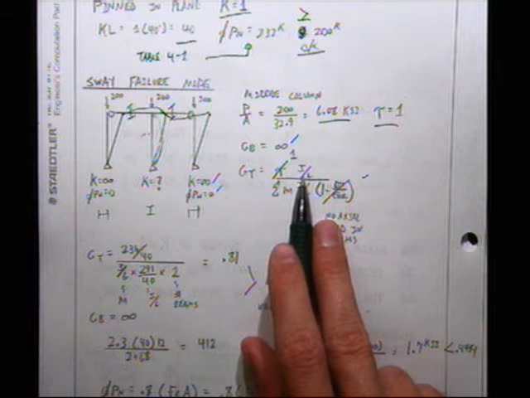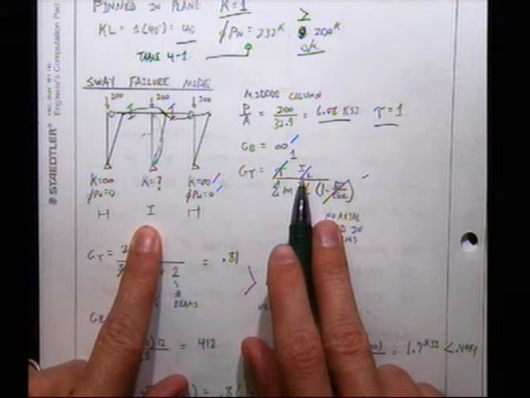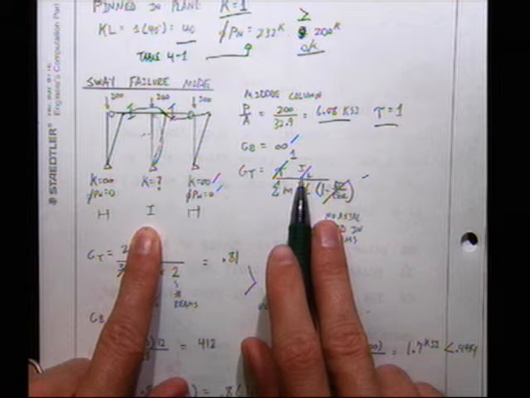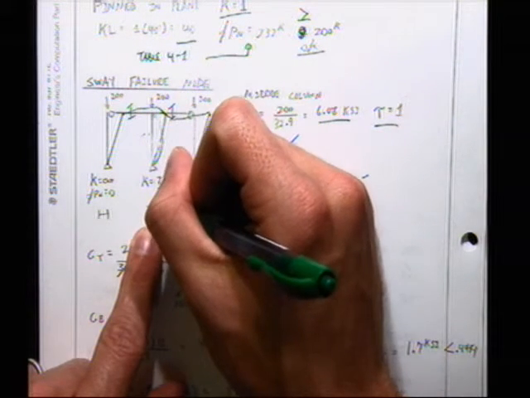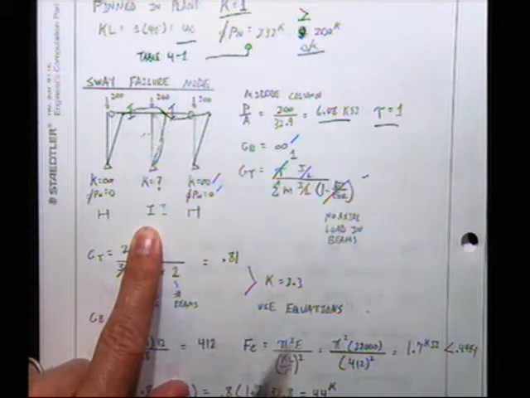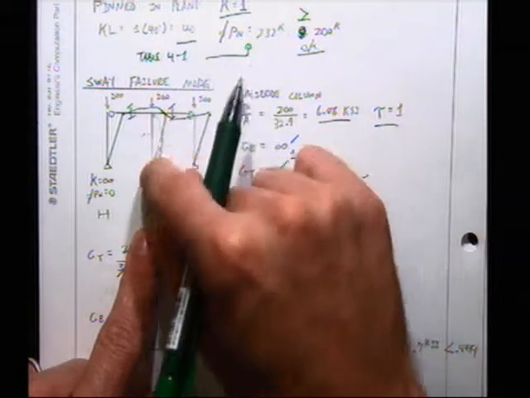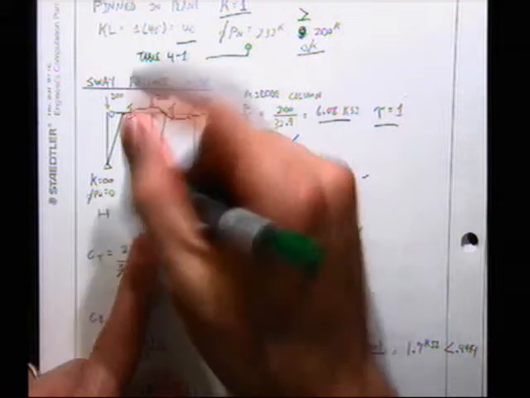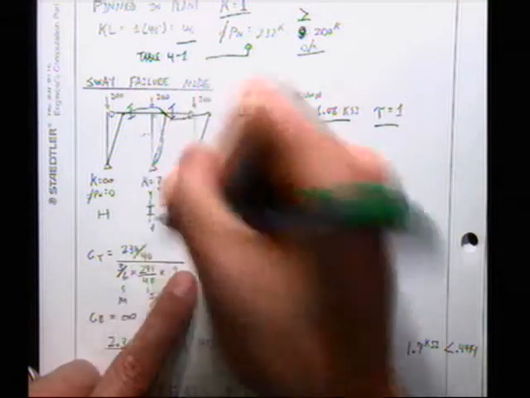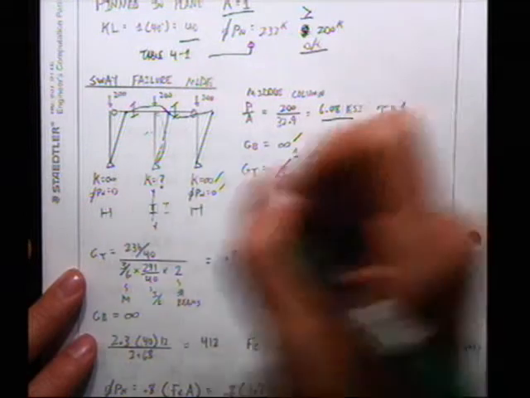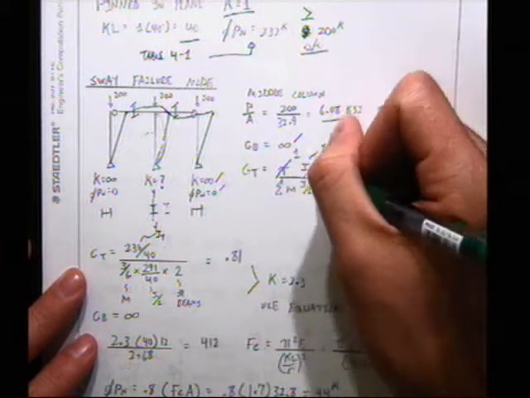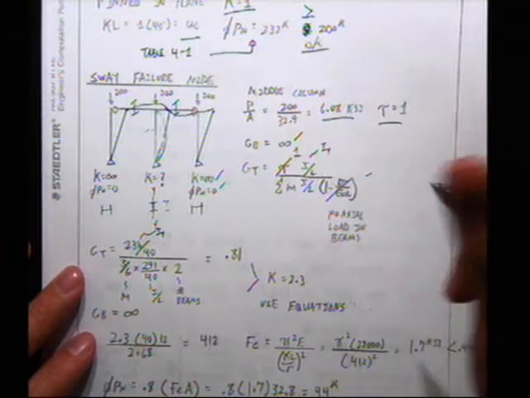Which am I going to use, IX or IY? This is real important. If you don't understand, you're going to miss every problem. IY. How did you know? Because for it to buckle, it's going to have to move over here. It's going to have to bend about the YY axis. So we know this is IY. This is IY. This is L, which is 40 feet.